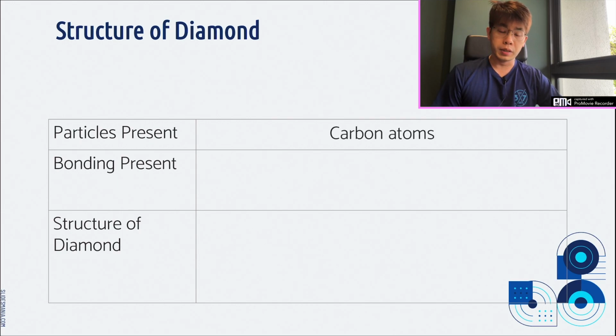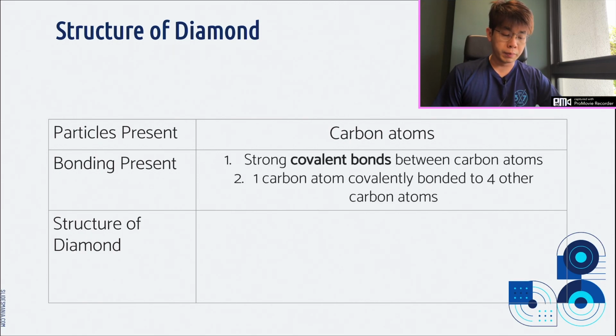So actually diamond consists of only carbon atoms. Diamond is actually carbon in a different form. And the bonding present within diamond is that between the carbon atoms there are very strong covalent bonds, and we have learned that covalent bonds are very strong bonds. And what makes it even stronger is that every carbon atom is covalently bonded to 4 other carbon atoms, and that cycle continues on and on.